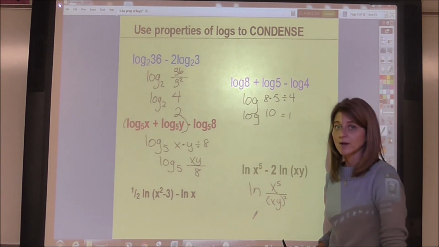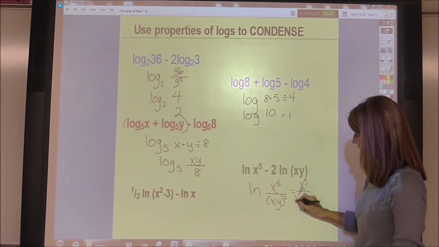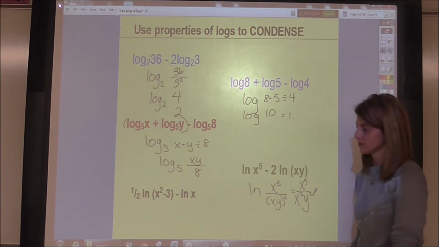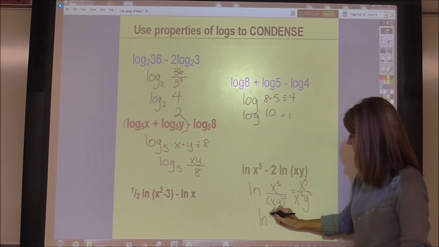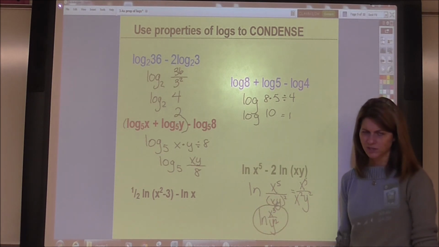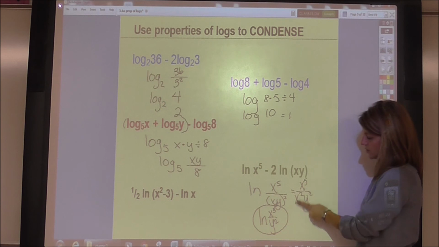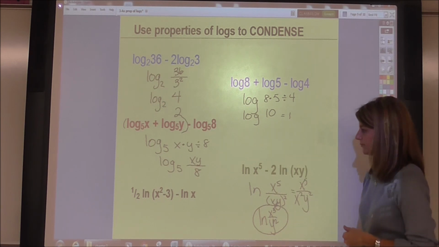So what if you squared out the x and the y? That's an x to the 5th, and you have an x squared and a y squared. These x's can simplify. So you have natural log of x cubed over y squared. How did she get the x cubed? You have x to the 5th and an x squared. 5 at the top and 2 at the bottom. 2 are going to cancel out.